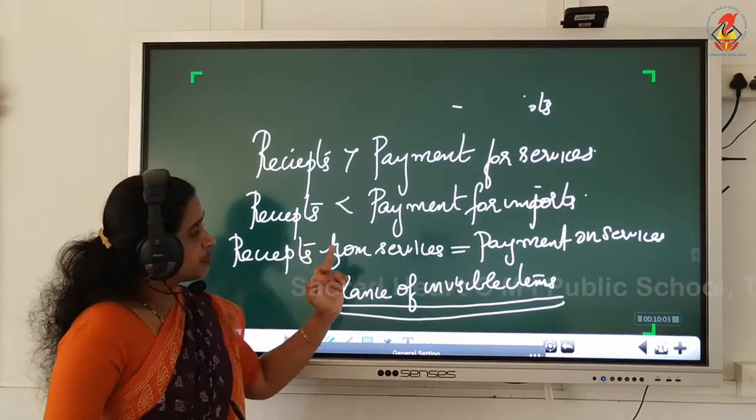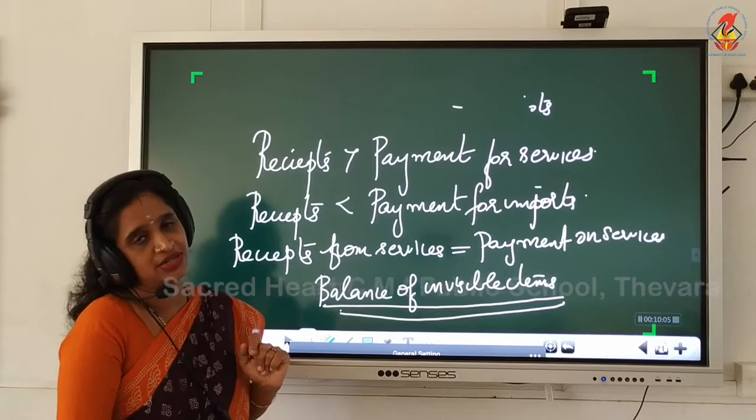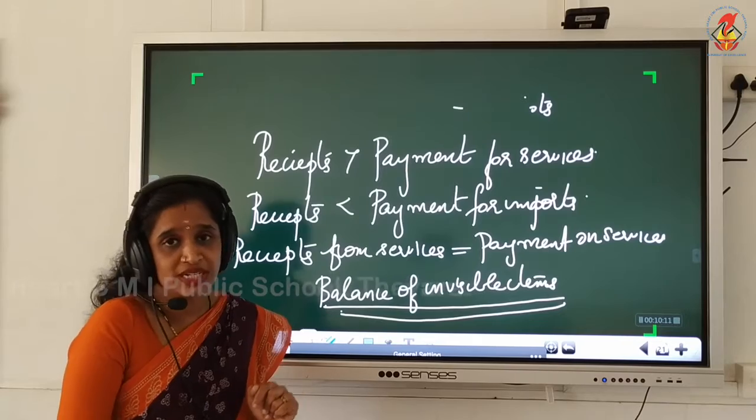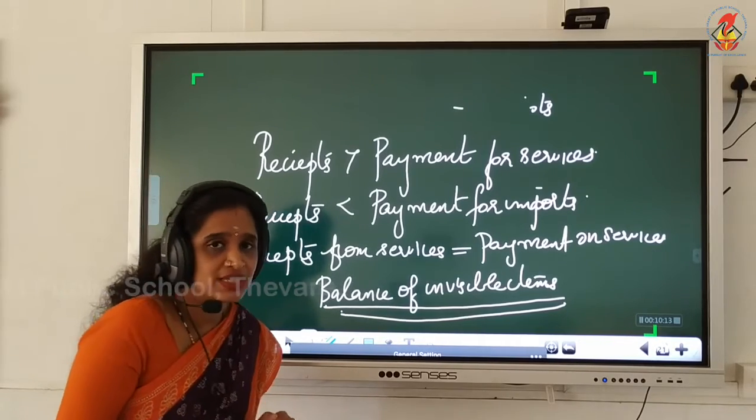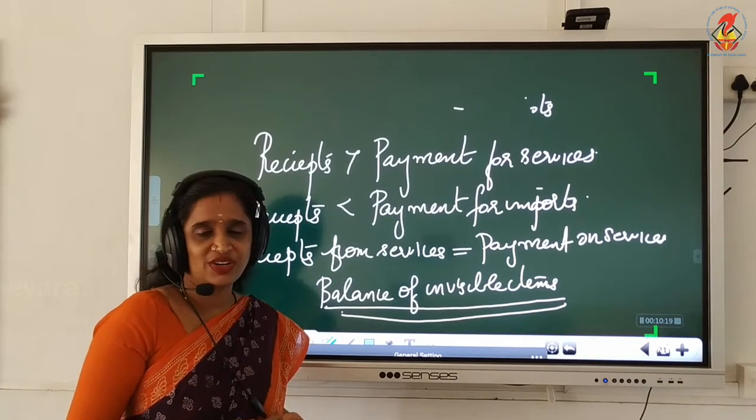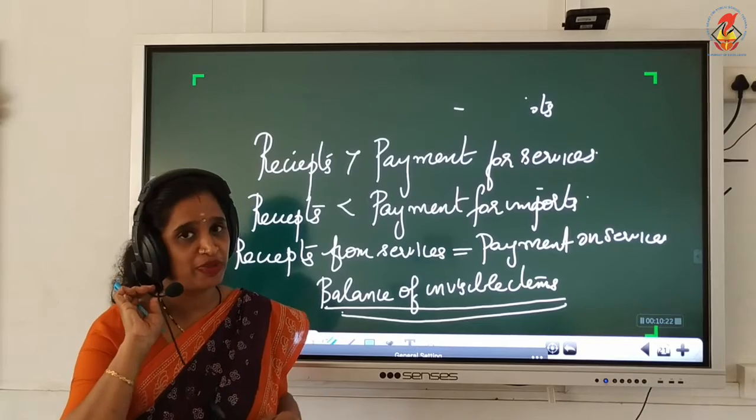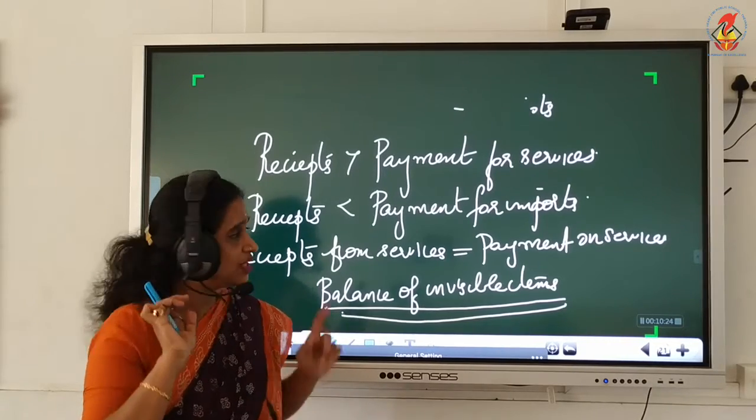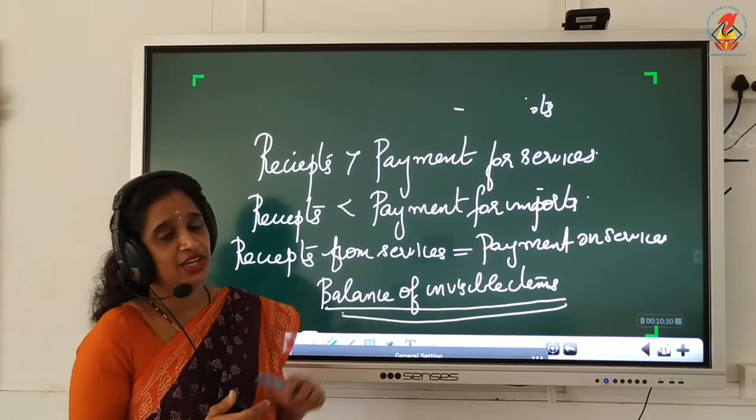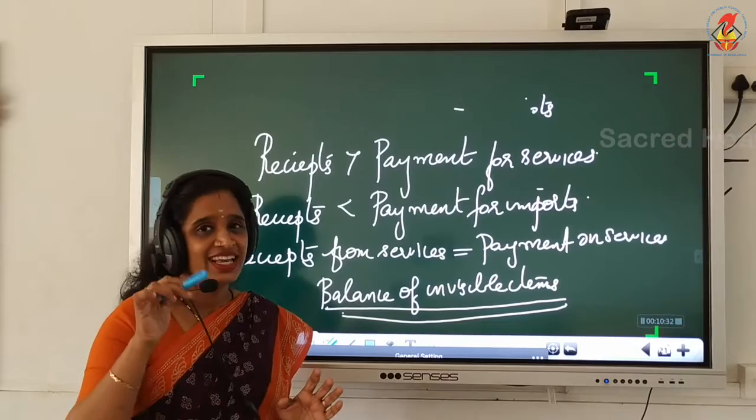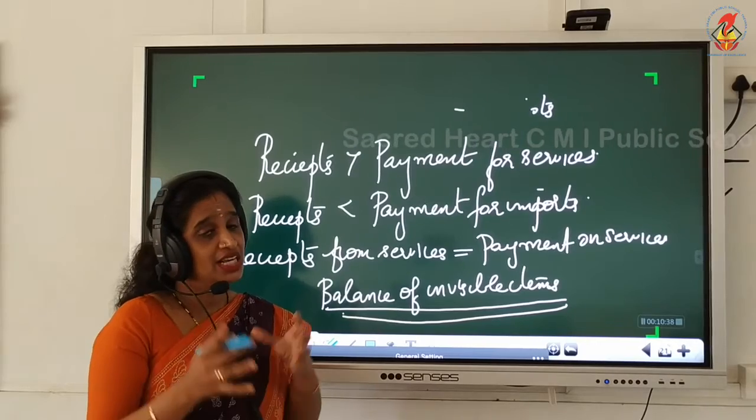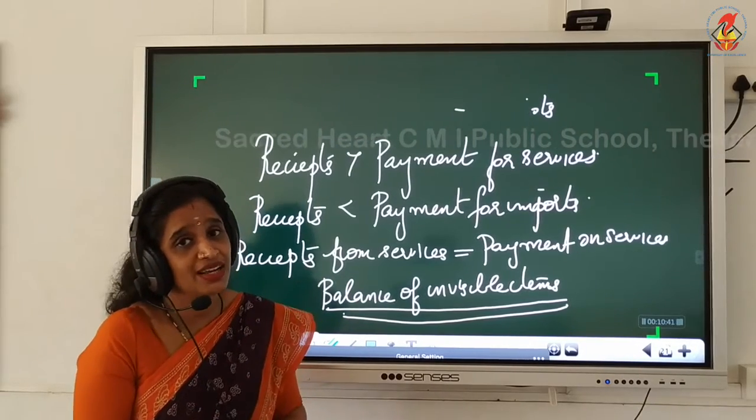So, if the receipt from the services is equalized with the payment on services, we call it balance of invisible items. We do it in balance of payment accounting because in the accounting sense, both the debit side and the credit side have to be balanced, because it is based on the double entry book system. So, thus we have equalized the second component in the current account. The second component in the current account is invisible items, services. We have equalized the receipt and payment. Thus, we have achieved the balance of invisible items.